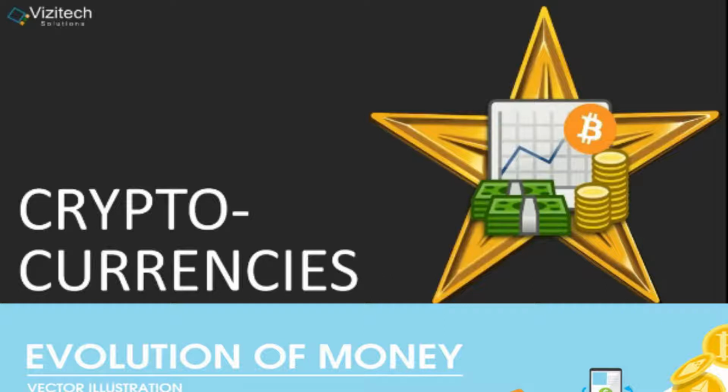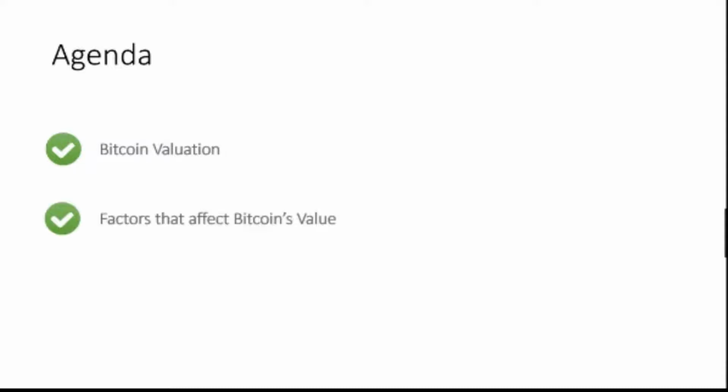So let's look at the agenda for today's video. We'll first be looking at the primary forces, that is supply and demand. Then we will be looking at the allied forces that affect Bitcoin's value. And finally, we will have a quick discussion about Bitcoin as an asset class.